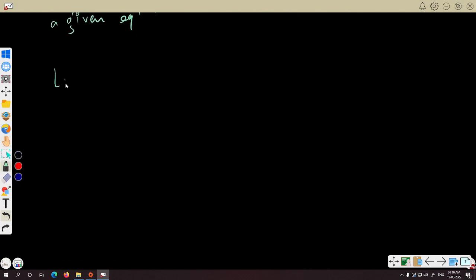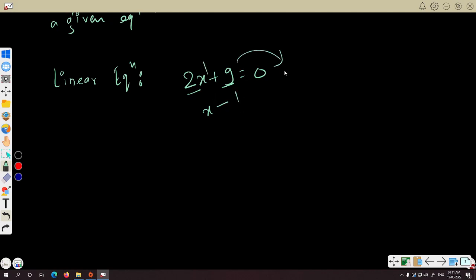Now first of all, what are linear equations? Already you have studied this in your 9th standard, but still we'll discuss this. I'll take an example. You might have come across equations like 2x plus 9 is equal to 0. This is just an example. Now, if you look at this equation, this has two terms, 2x and 9. The variable used is x. If I look at the power of the x, it is 1. So I can say for this particular equation, the degree is 1. Degree of this particular equation is 1.